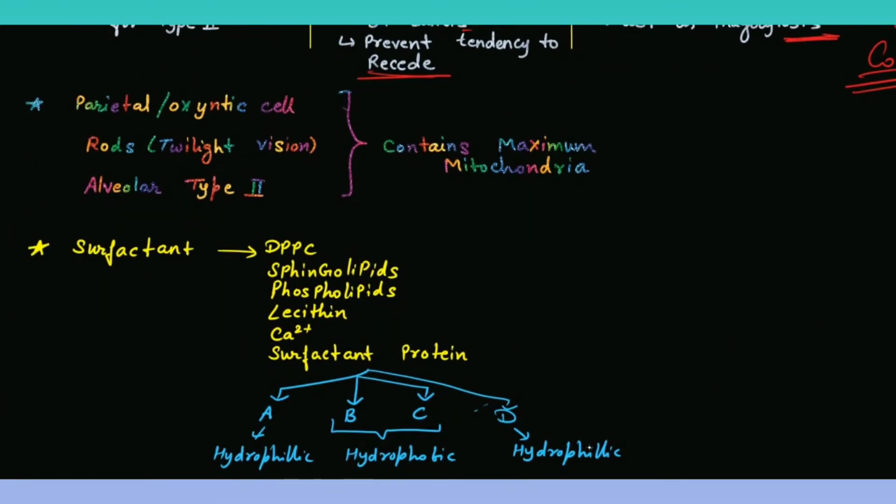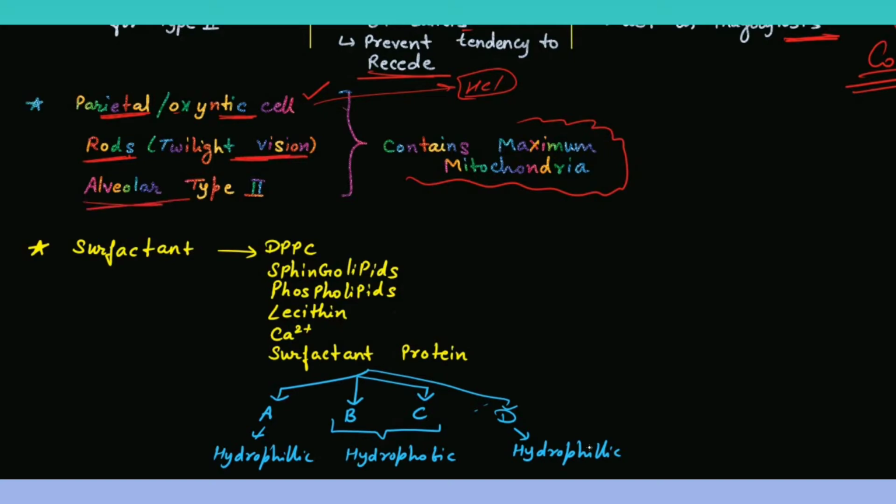Then the next question about the parietal and oxyntic cell. Remember, which cells that we have studied till now contain the maximum mitochondria? The parietal or the oxyntic cells, which we already studied in physiology, secrete HCl and gastromucoprotein. And the rod cells are responsible for twilight vision.